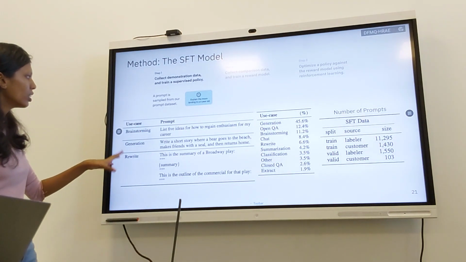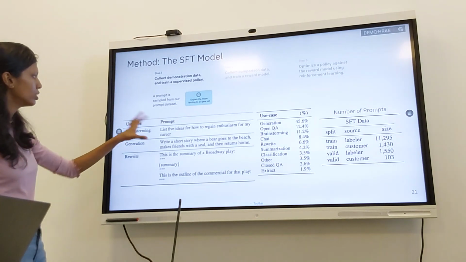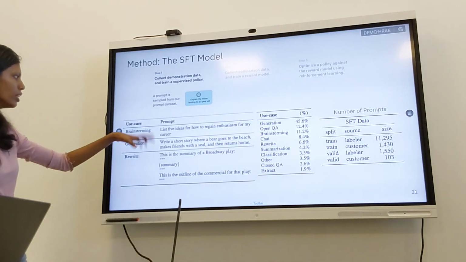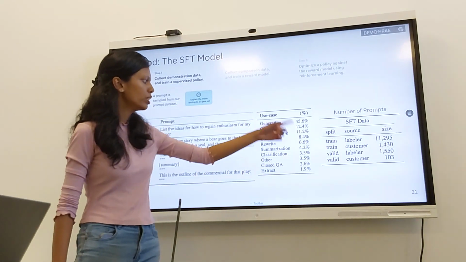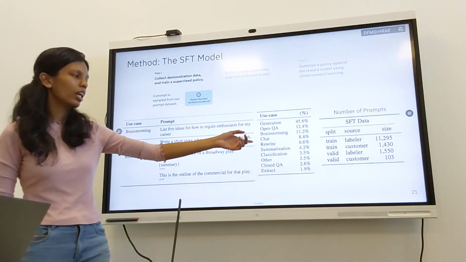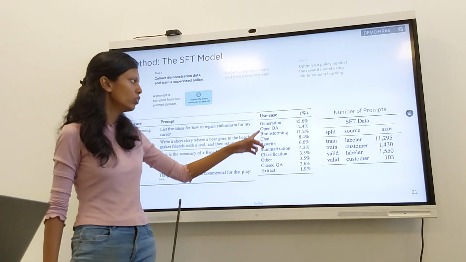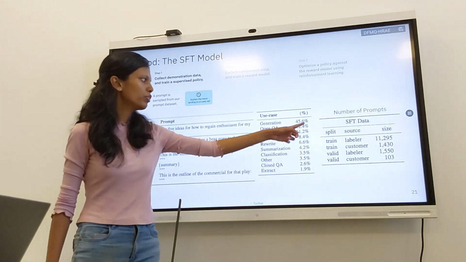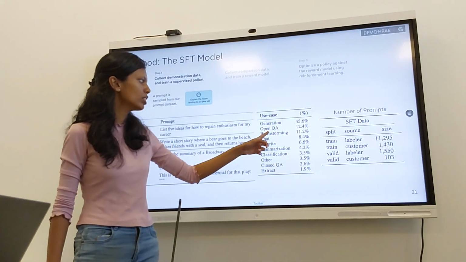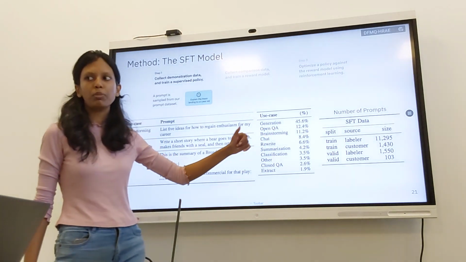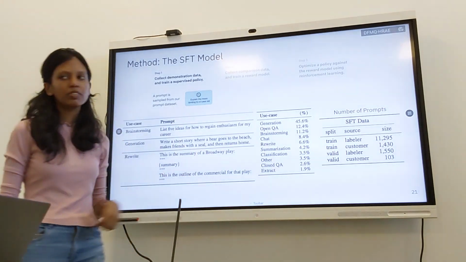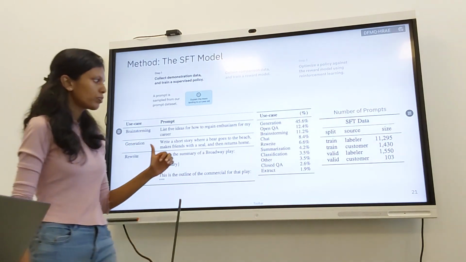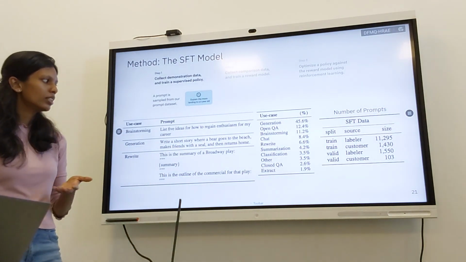So these are some example prompts that we get. As you can see, this is the prompt distribution from the OpenAI GPT-3 playground. Most of the percentage is for generation, open question answering and brainstorming, and very little is for summarization and classification. I will be explaining this in the future slides as well.